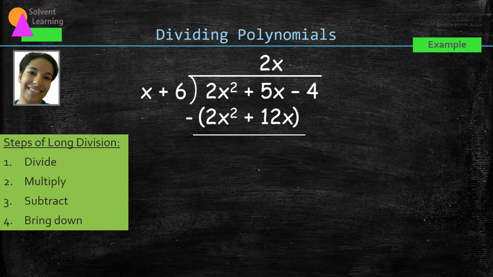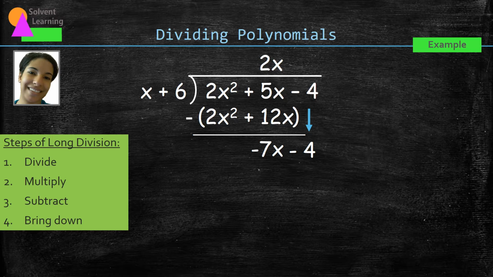Okay, so now I'm going to subtract. Focus on the first terms in the first column there, 2x squared minus 2x squared will just give us 0, so we don't have to write that in. Then we move to the next like terms. 5x minus 12x will give us negative 7x. We write that below. And then after we're done subtracting, we bring down the next term from the dividend. So we bring down the minus 4.